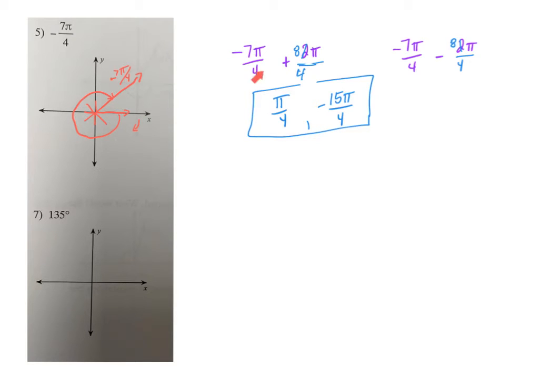So do we always use 2 pi? When it's radians, I'm going to add 2 pi and subtract 2 pi. We're about to do degrees, and we'll use 360 for that one.